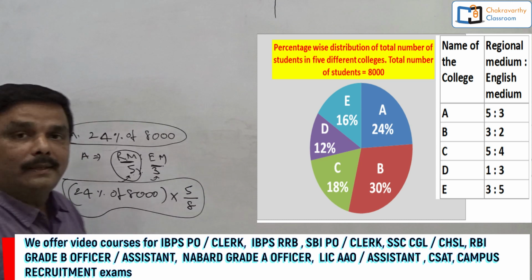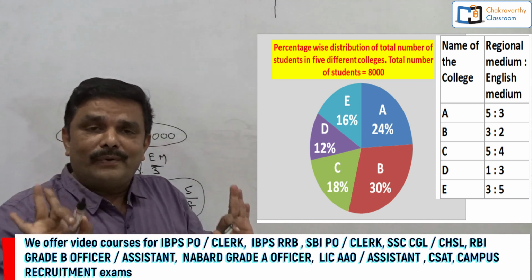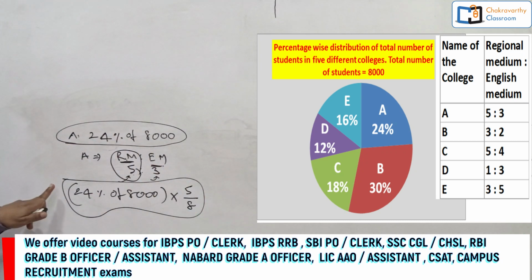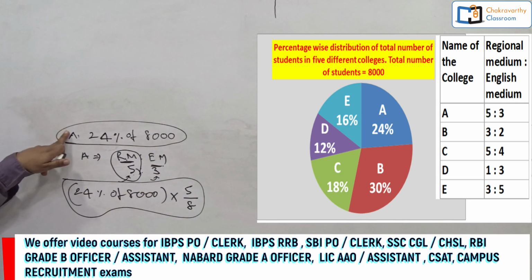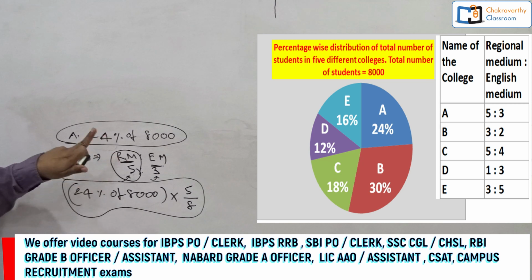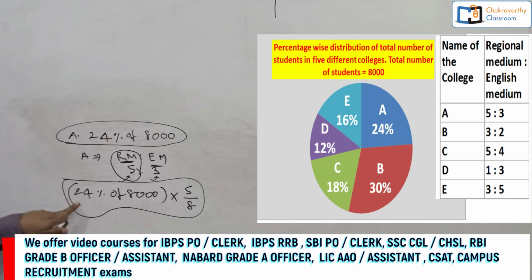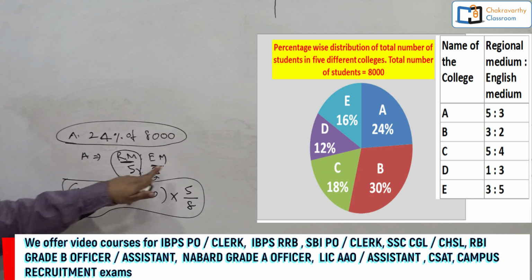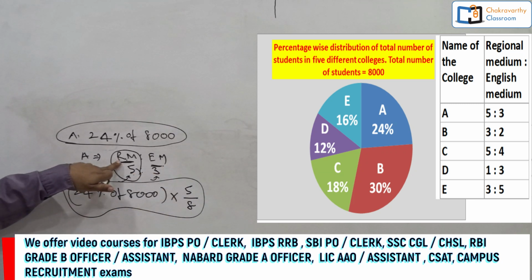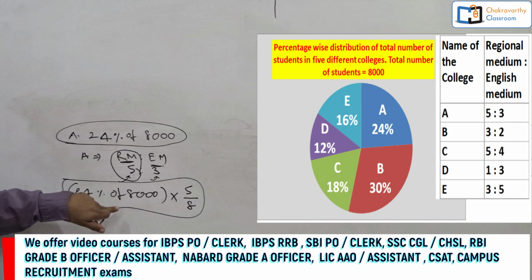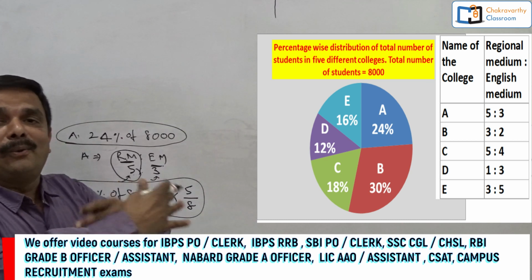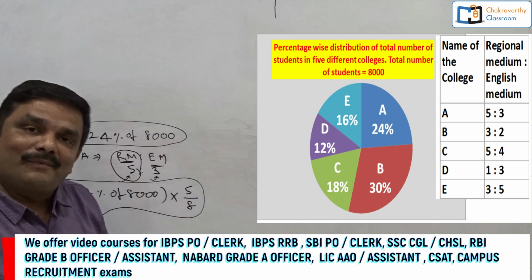Of course, you need not do this much comprehensive way while solving the question. You must go by the shortcut. I'll give you very good shortcuts for you in this class. But basically, if they ask the question, how many students are there from regional medium in college A, you have to do 24% of 8,000, total number of students, into 5 parts out of 8 parts. That figure equal to regional medium students from college A. That's it. In this way, you have to go for the analysis followed by the simplification. Now you got it, students?